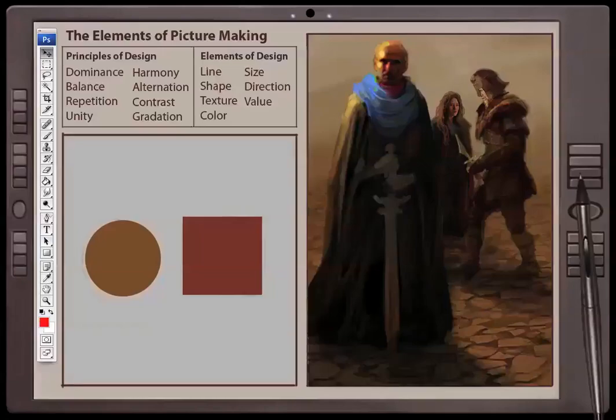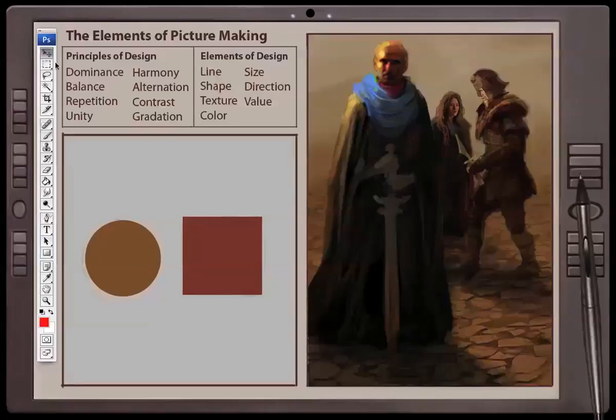When more of one or more properties, such as the elements of design, line, shape, texture, color, size, direction, and value, are seen over another, then dominance is achieved. And through dominance, unity is established. A stronger unity is established.